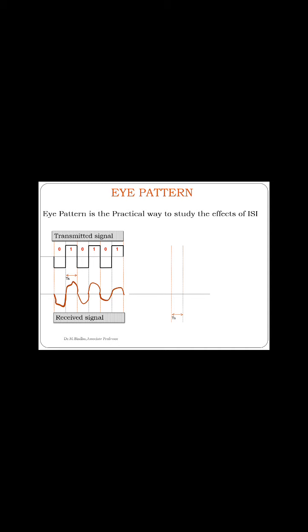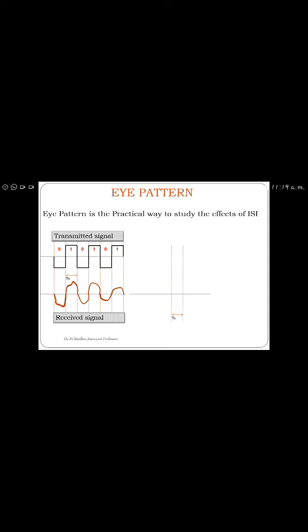So we need to maintain at least the Nyquist rate transmission criteria in order to avoid ISI. But even when we maintain the Nyquist rate transmission, in some cases the effect of ISI is still present in the signal. So first, how to evaluate it, and how to reduce it? One important technique is called the eye pattern technique. The eye pattern is used to practically study the effects of intersymbol interference.